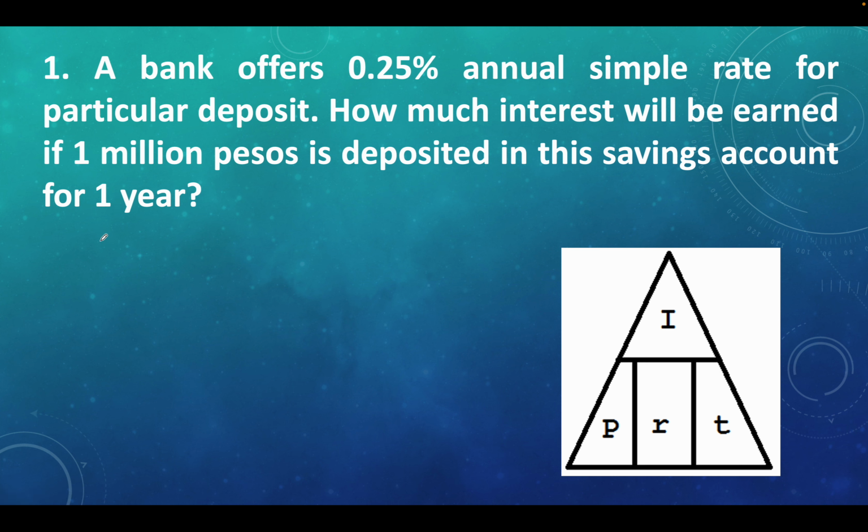So first here, a bank offers 0.25%. So this will be our rate. So rate will be equals to 0.25%, or kapag kukunin natin yung decimal niyan, move lang tayo 2 places to the right. This will become 0.005.